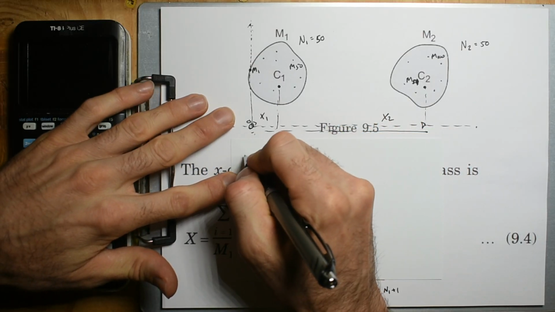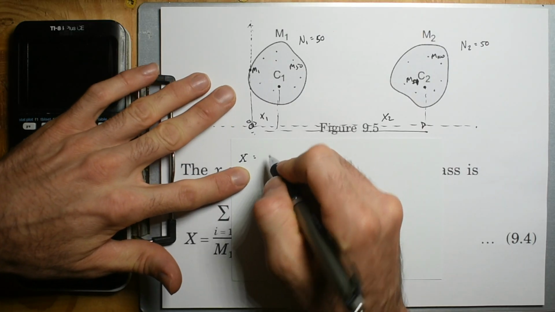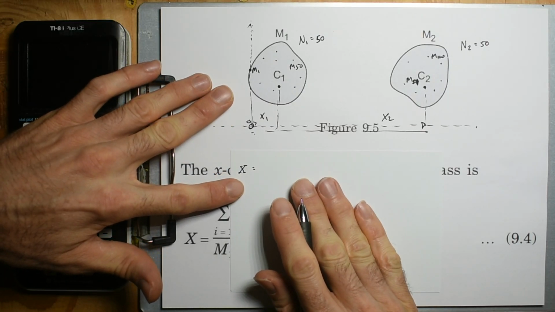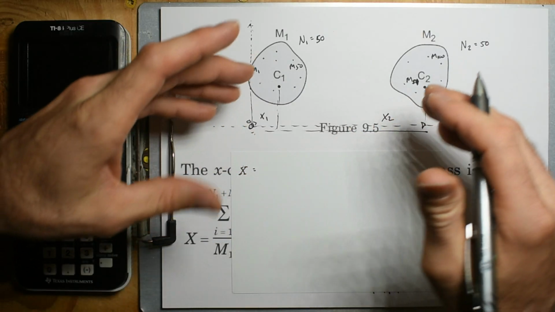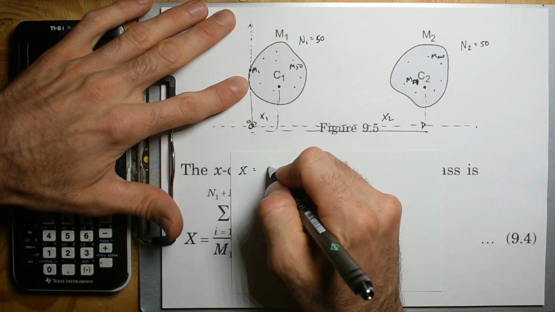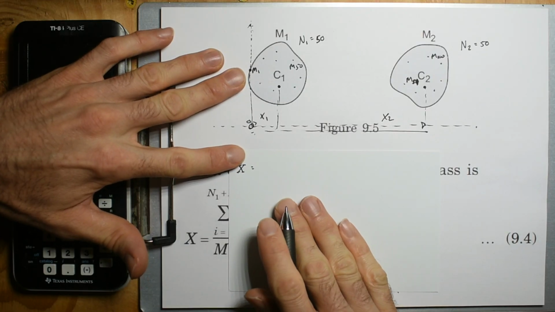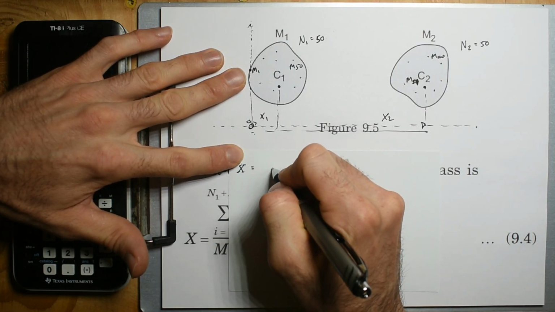So the center of mass of this system in the x direction is going to be, and then the total mass is going to be the total mass of all these particles. And so I'm just going to say it's, yeah. So let's see if we can just do this.